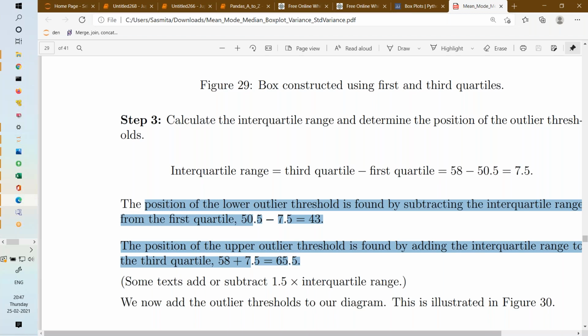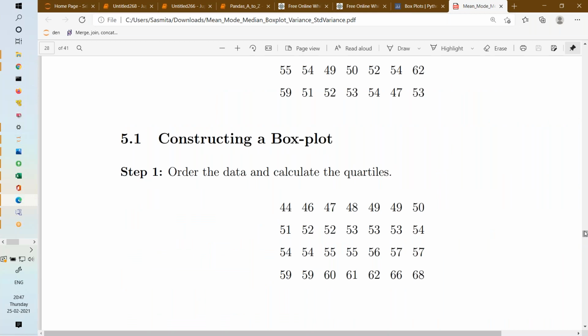Now tell me, 43 is the boundary in the lower side, 65.5 is the boundary in the upper side. 43 and 65.5. Now tell me what points will be outlier in this data. 43 in the lower side, 65.5 in the upper side. How many outliers are there? Is there any outlier or not? 66 and 68. 68 will be outlier, upper. Correct.